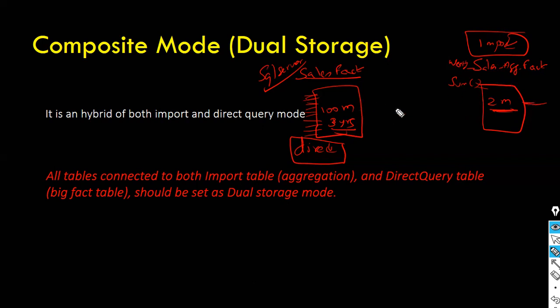Once you aggregate the total sales per week, you are gone. You are finished, right? Last week's data you aggregated, it's Monday through Sunday. You aggregated the data and then you loaded it here. Okay, fine. So you are using import mode. And in between, this table is direct query mode, and this table we use import mode. All tables connected to import table and direct query mode. So with the direct and import mode, I'm going to use the customer dimension table.